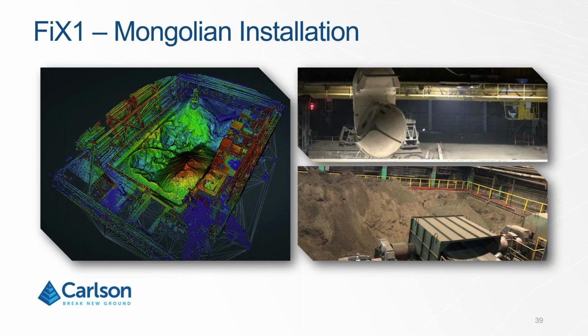And with our filtering algorithms, we're able to filter out the claw and filter out a lot of the other data that comes in there that we don't want. And we have a couple systems on the site as well. This just shows you some of the different types of operations, from a salt barn to an iron mine, and then to a power plant in Mongolia.